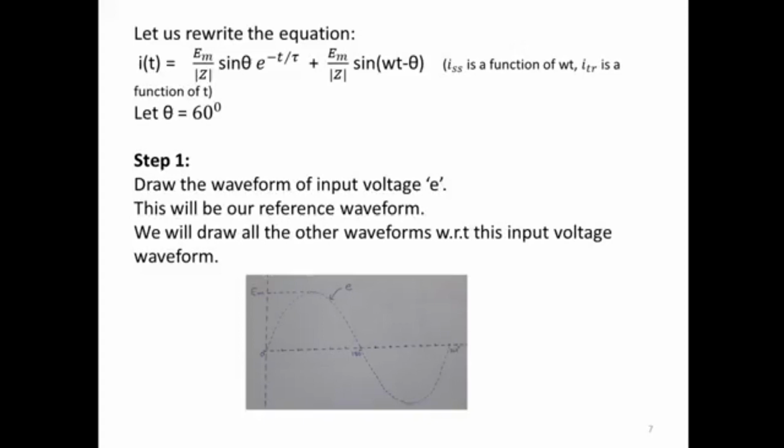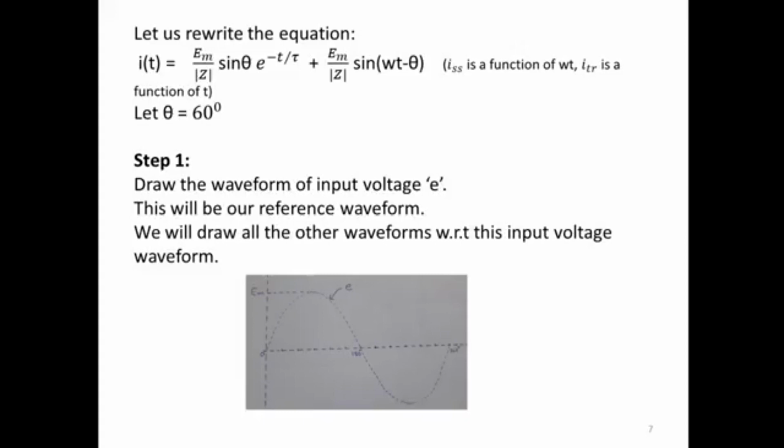Now the first step is you have to start the waveform with the input voltage. The first waveform which you should draw is the waveform of input voltage E. A simple sine wave starting from 0, having its peak value Em at 90 degree. After 180 degree, its half cycle is completed. At 270 degree, its negative peak, and 360 degree, the cycle will be completed.